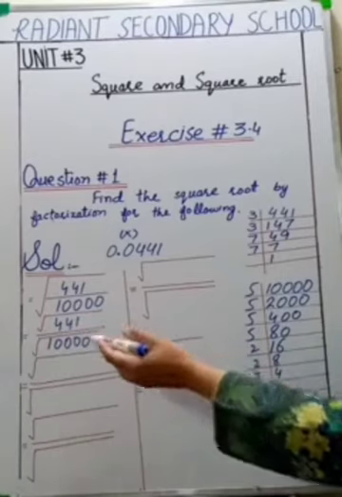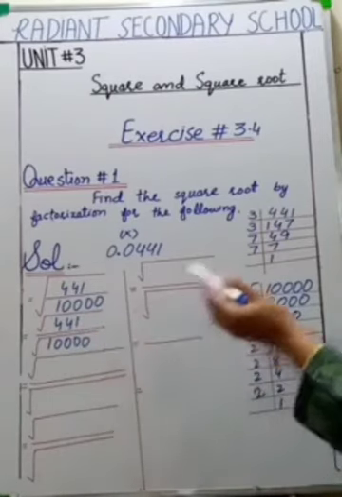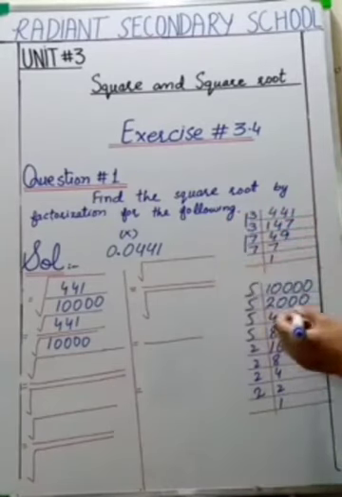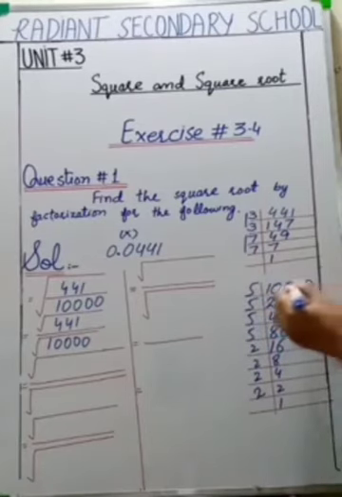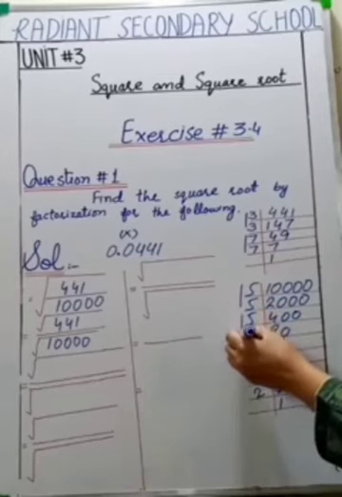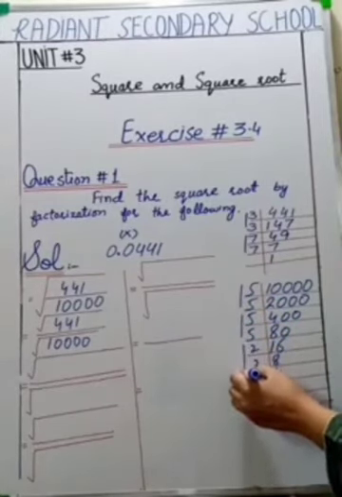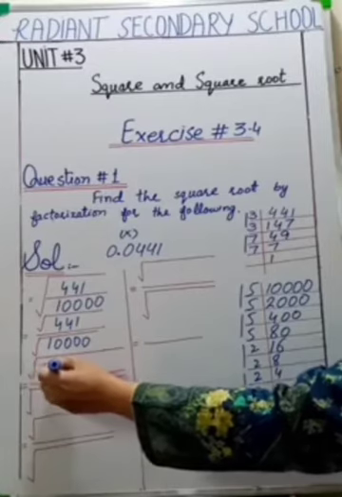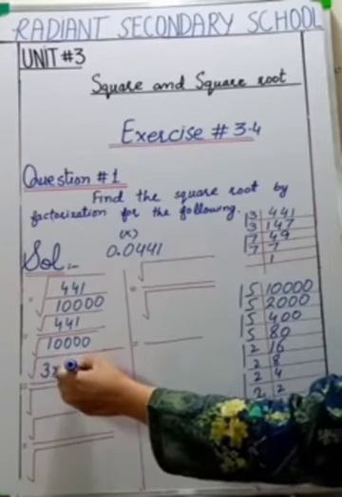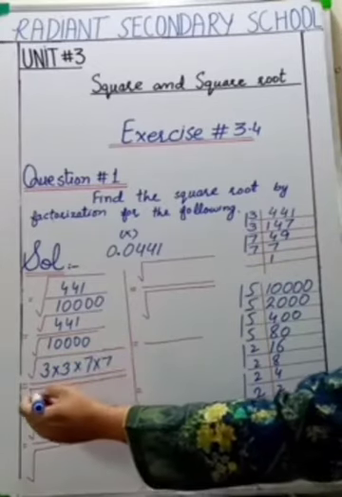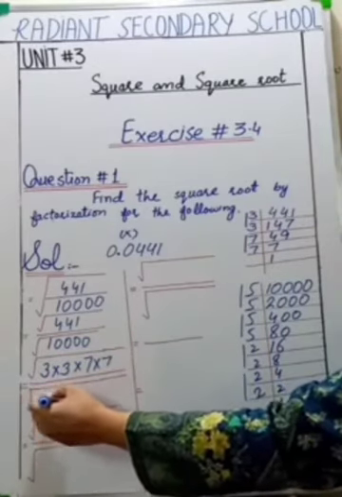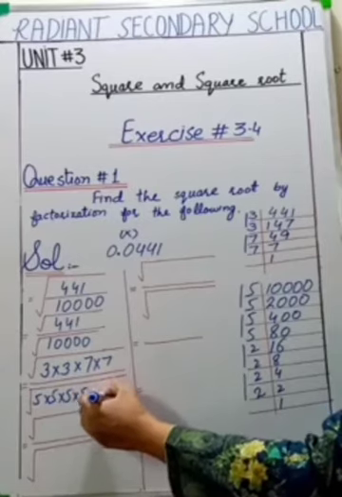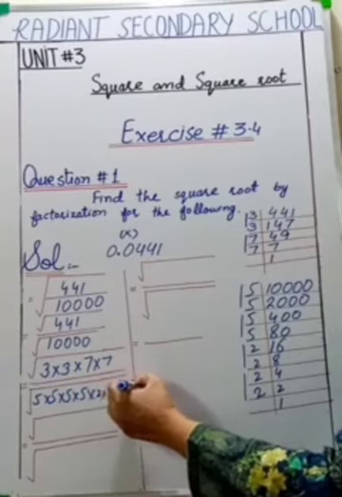After putting the square root, you will make prime factors of both of these numbers. Prime factors of 441 are 3 into 3 into 7 into 7, and prime factors of 10,000 are 5 into 5 into 5 into 5 into 2 into 2 into 2 into 2. Now write these factors: 3 into 3 into 7 into 7, over 5 into 5 into 5 into 5 into 2 into 2 into 2 into 2.